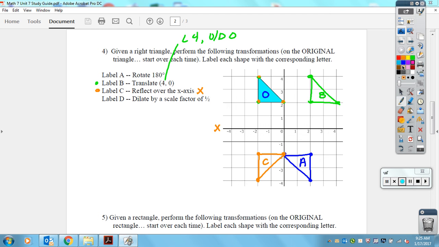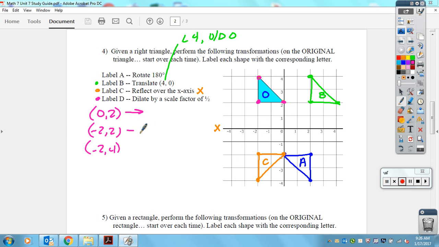Let's start over with the original again, and we're going to do D. Dilate by a scale factor of 1/2. Now, in order to do this one, we do have to write down our coordinates. This is the coordinate left, right, 0, up 2. There's left 2, up 2. And there's left 2, up 4.